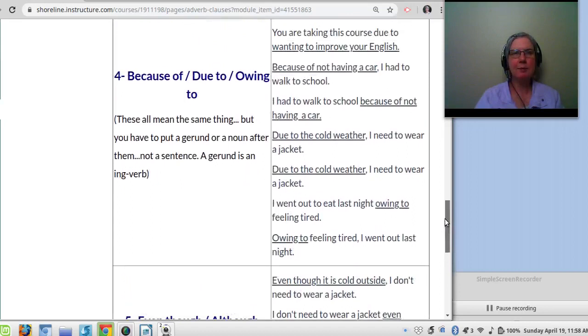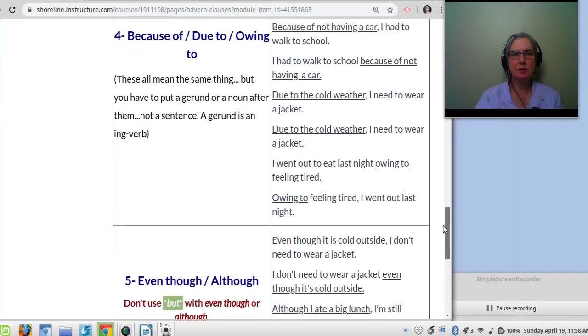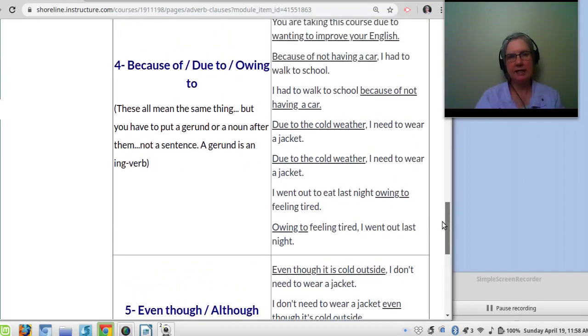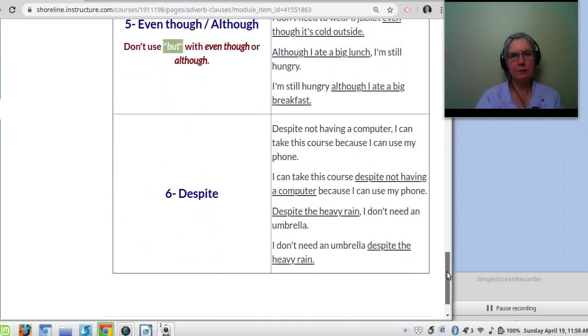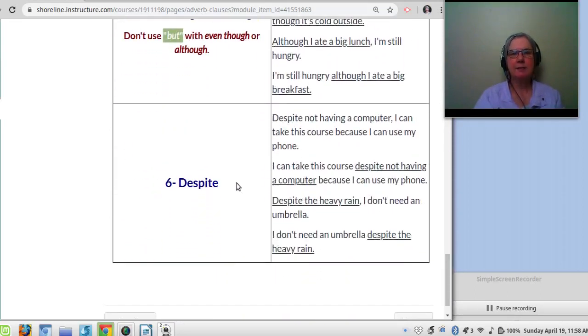So remember the grammar we did with because of, due to, and owing to, where we have to put an ing verb or a noun. Here we have despite, same grammar. Despite not having a computer, I can take this course because I can use my phone. I can take this course despite not having a computer because I can use my phone. Despite the heavy rain, I don't need an umbrella. I don't need an umbrella despite the heavy rain.